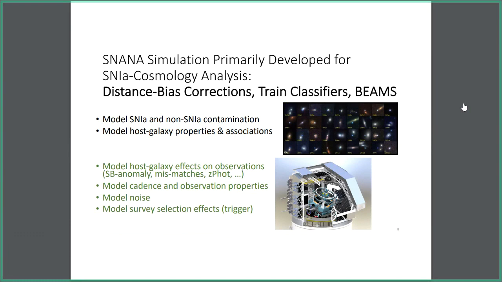We want to model host galaxy properties and their associations. Then we want to connect the light coming from these sources to the instrument that's looking at it. So we want to model the host galaxy effects on observations. We want to model cadence and observation properties, noise, and survey selection effects, which we often refer to as a trigger.